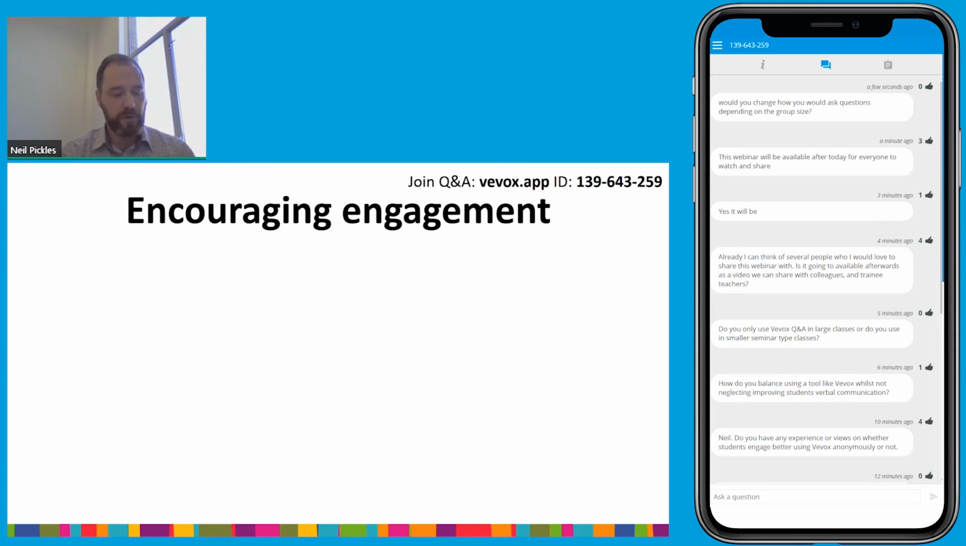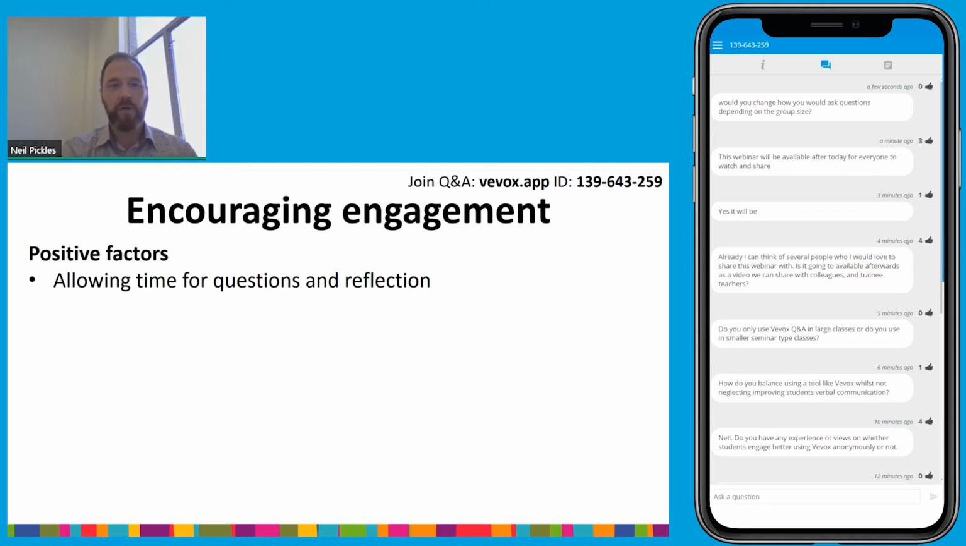So how can we encourage engagement? This slide summarizes another piece of research, which is talking about positive and negative factors. Positive factors link to the silence point I made before. Allow time for questions and reflection. When you're asking questions within a session, build that in. Build in how long it takes to ask a question, how long you want people to think about the question before you actually start collecting answers.